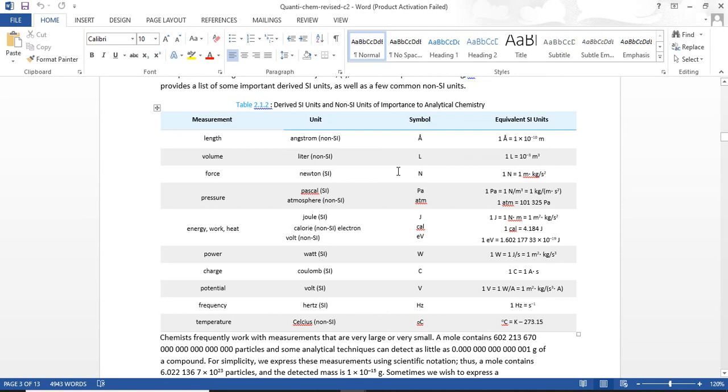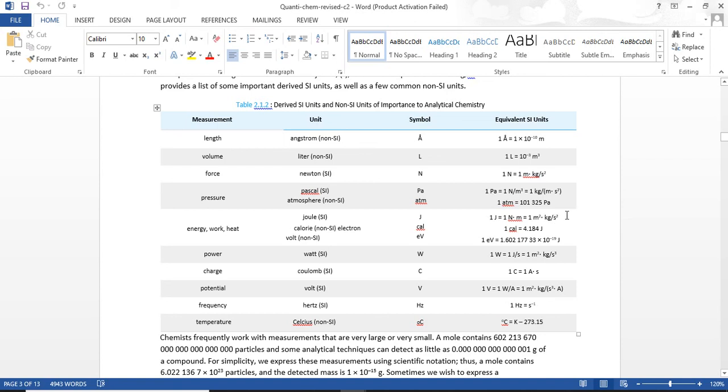Next, you have energy, and also work and heat. For energy, you have joules, with the SI unit being capital J, and calories, which is CAL, and you have electron volts, a non-SI unit, with small letter e for electron and capital V for volts. For the equivalent values, every 1 joule is equal to 1 Newton meter, which is 1 meter squared times kilogram per second squared.